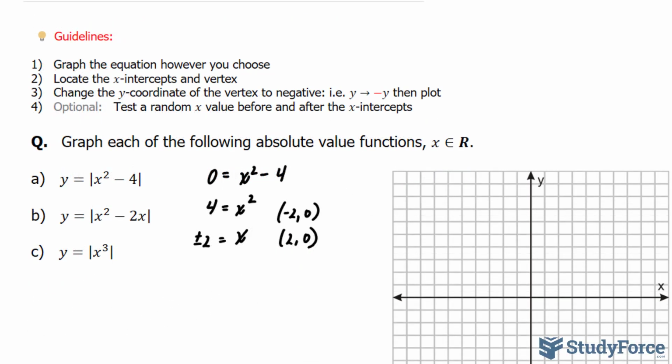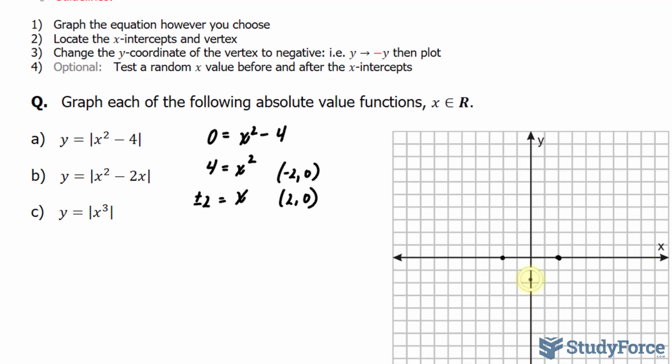Let's go ahead and plot these. We have one over here and one over here. In step 2, they say locate the x-intercepts and vertex. Well, we haven't finished graphing, so to find the vertex, we can find the average between negative 2 and 2, that's 0, and substitute that back into the equation. But I know that negative 4 is a translation downwards. So our vertex should be 1, 2, 3, 4 from the origin.